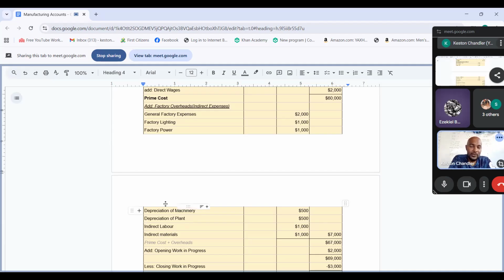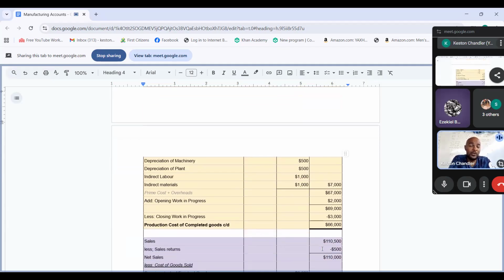When we add these two together, that's going to give us our prime costs and overheads, right? This is almost our total manufacturing costs. What we need to add to this too is the opening work in progress for that particular period, because these goods are now completed. Last year, we didn't include them because they were incomplete. They were the closing work in progress. This year, the opening work in progress is done. So I'm adding that back now to my figure of prime costs and overheads.